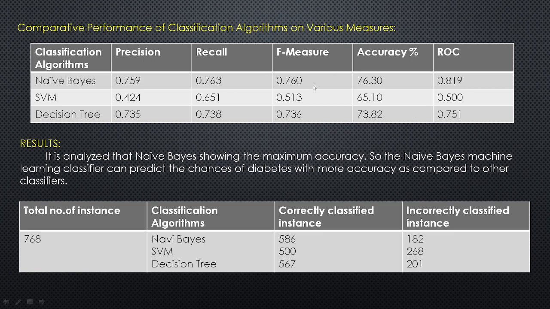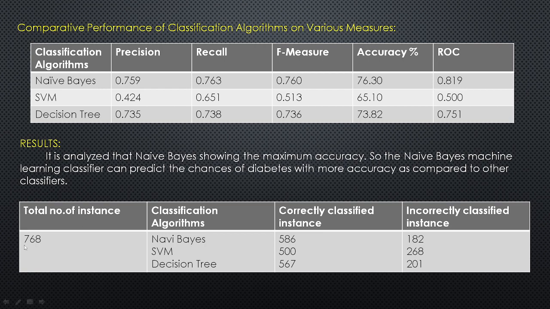In this comparative performance, it is analyzed that Naive Bayes is showing the maximum accuracy, which is 76.30. So the Naive Bayes machine learning classification can predict the chances of diabetes with more accuracy as compared to the other classifiers, which are decision tree and SVM.